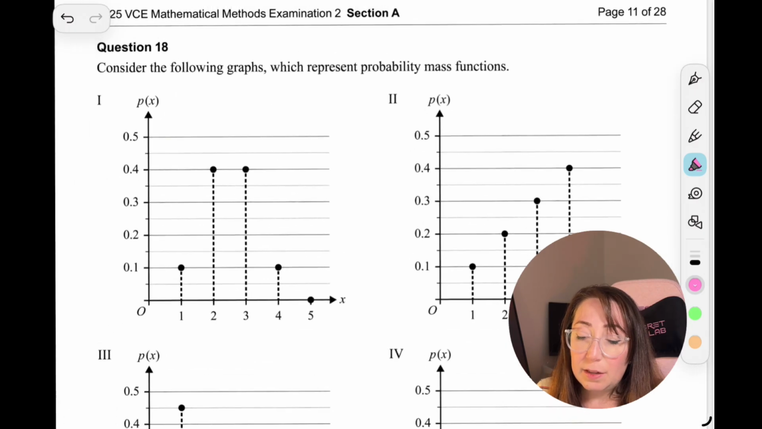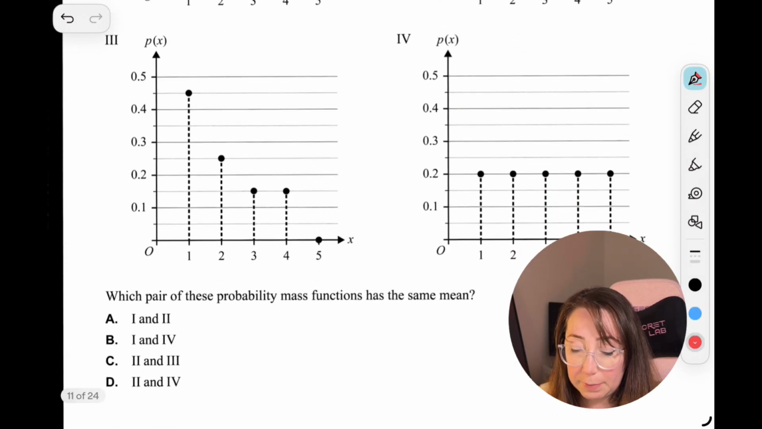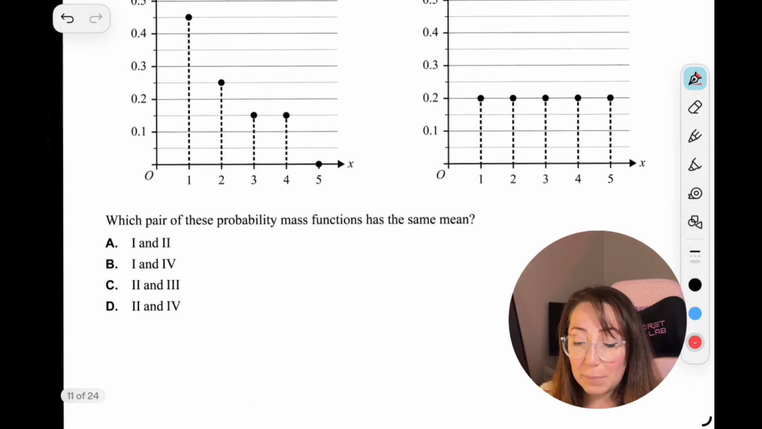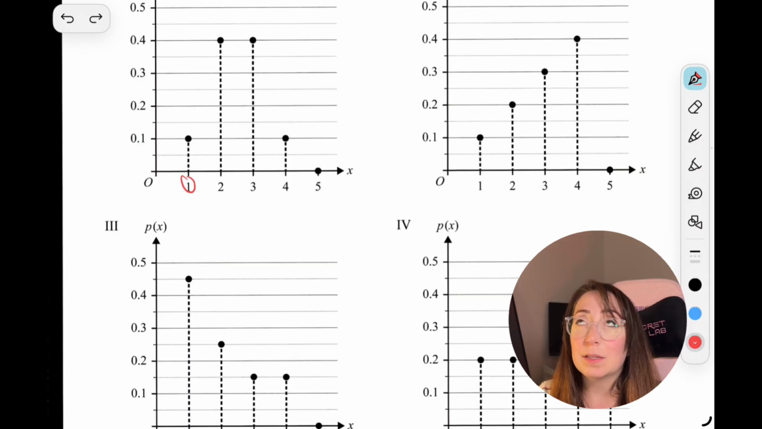Question 18, consider the following. Which one represents the probability mass? Which one of them has the same mean? So 2 ways you can do this. First of all, you can do it manually by multiplying each of the numbers by the mean, and then you can compare it.